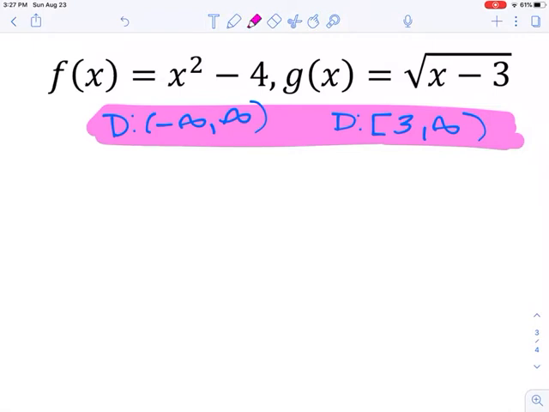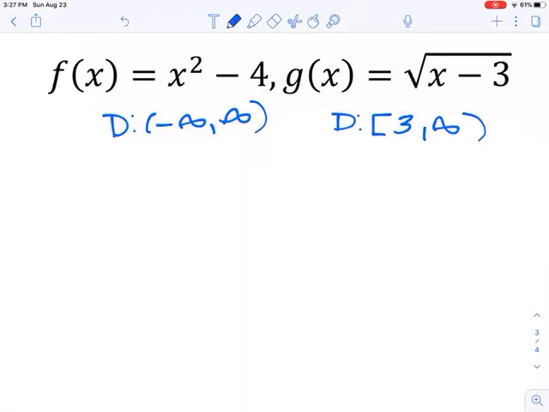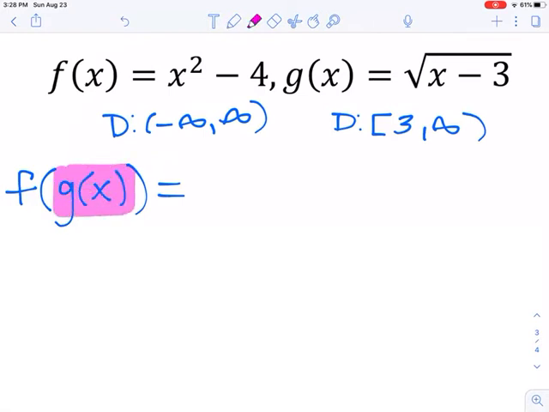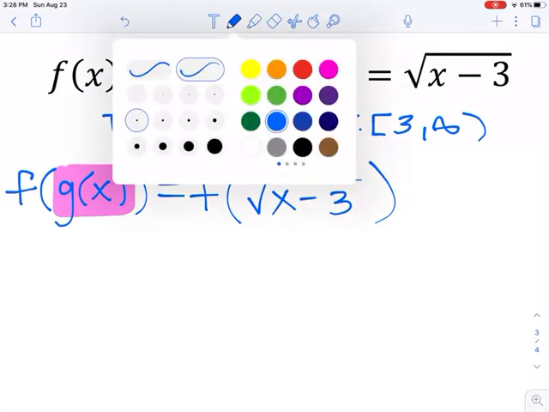Okay, now, since these two domains overlap, they have x's in common, then we can combine functions. We are okay to go ahead and do the composition. So f composed with g of x. Okay, so the first thing we're going to do is we're going to take g of x and let's rewrite it. So we have f of g of x. Oh, that's not right. There we go. How's that?